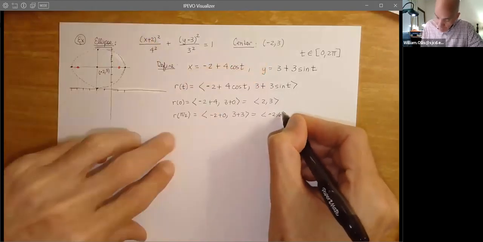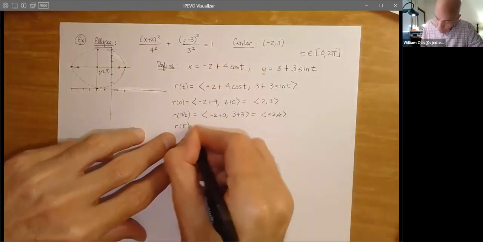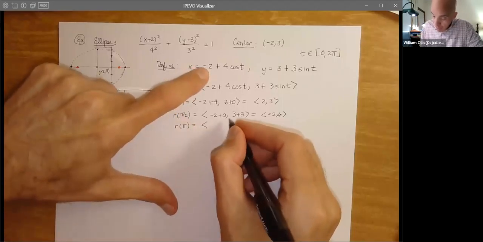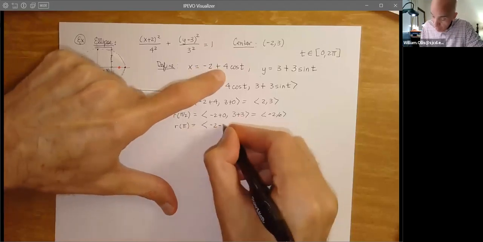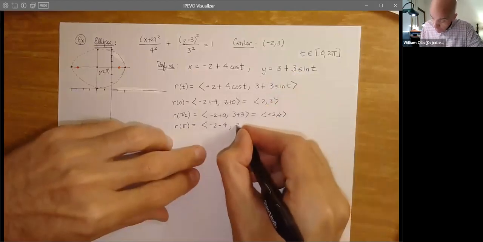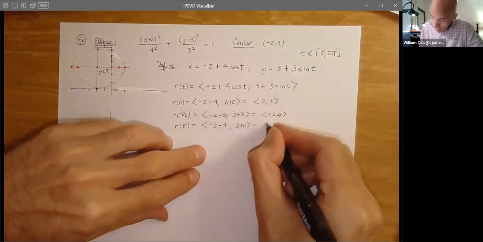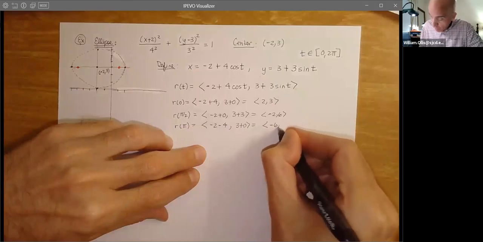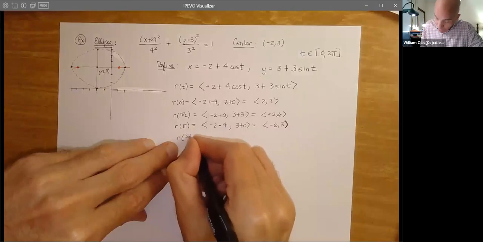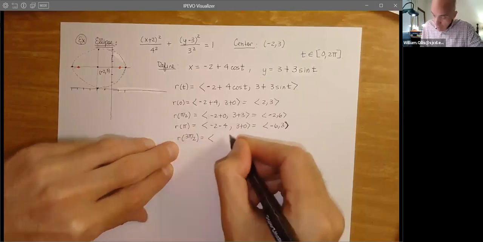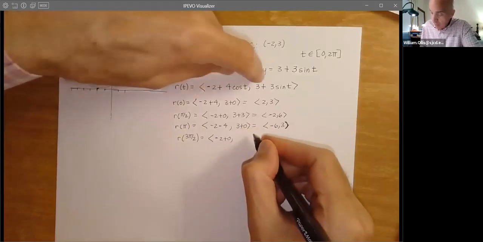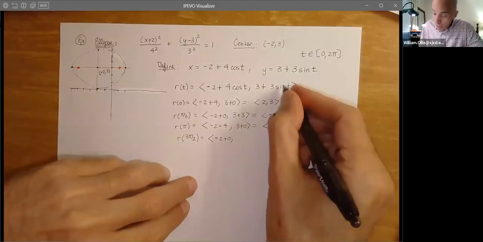And then r of pi over 2. So that'll give us a negative 2 plus a 0. And then a 3 plus a 3, which is negative 2, 6. R of pi, just moving around. Hopefully this is going to give us what we want. Of course, this will be negative 2 minus a 4 because we've got the cosine of pi. And then, of course, we have a 3 plus a 0. So this gives us negative 6, 3.